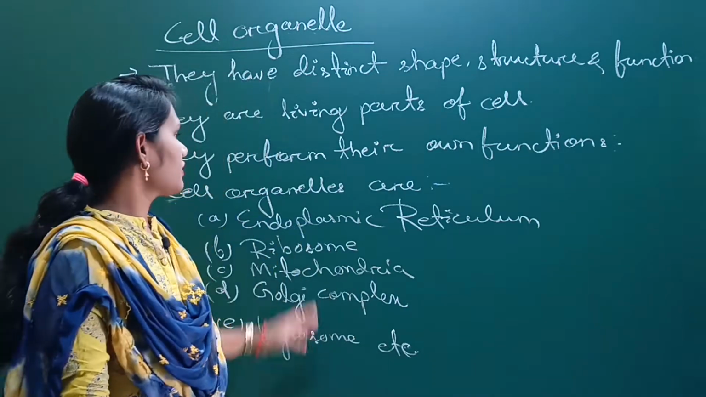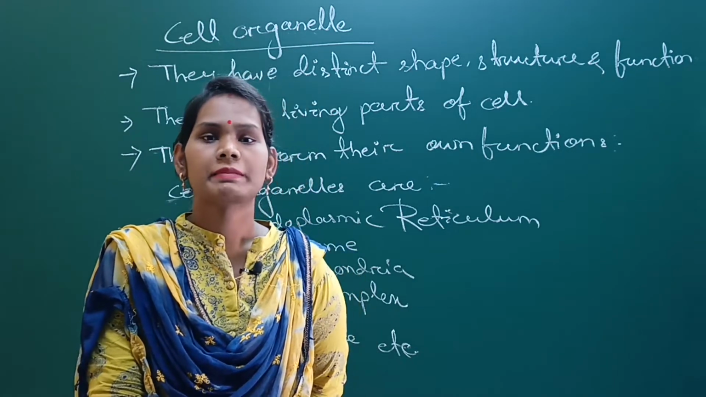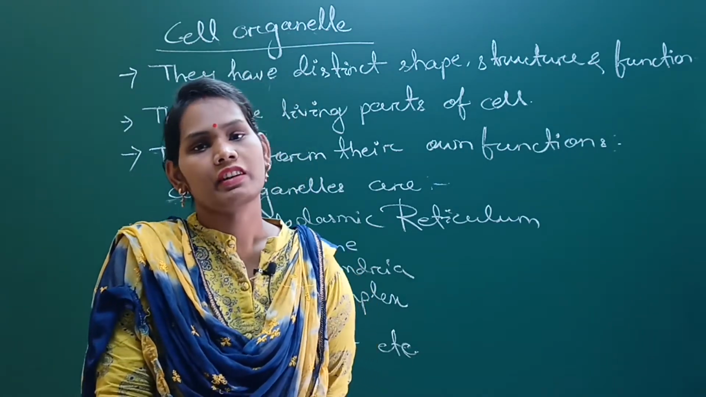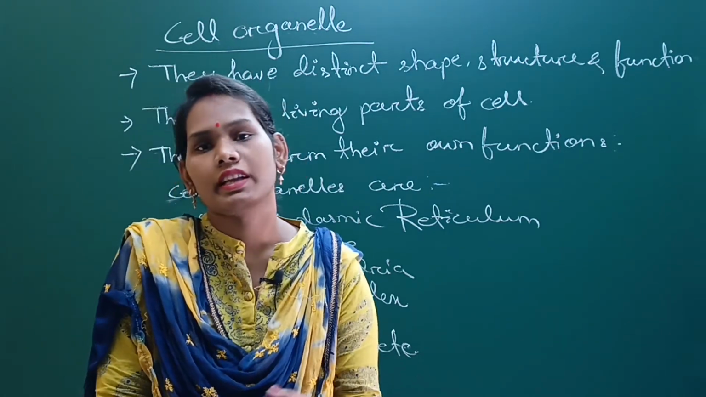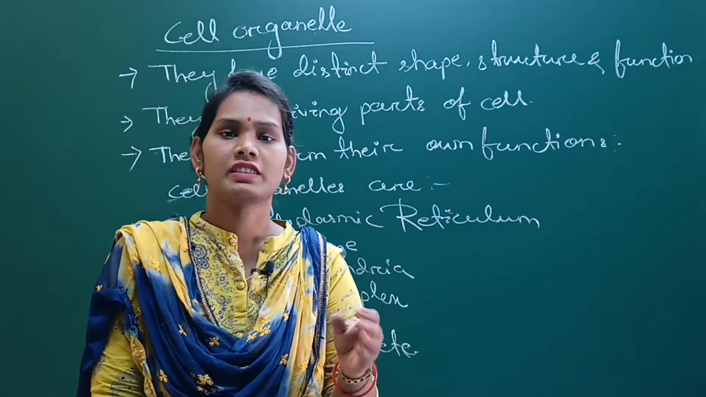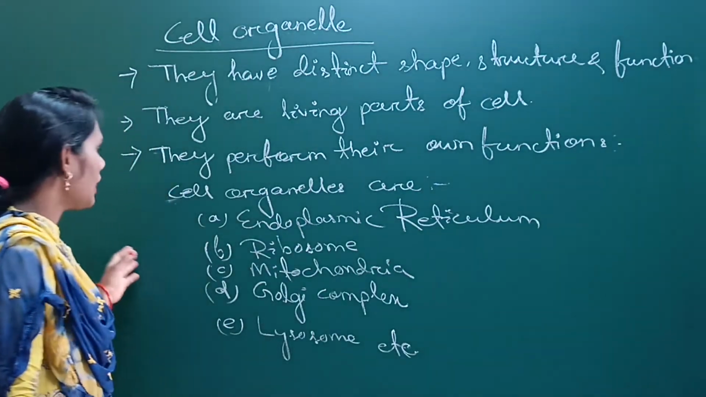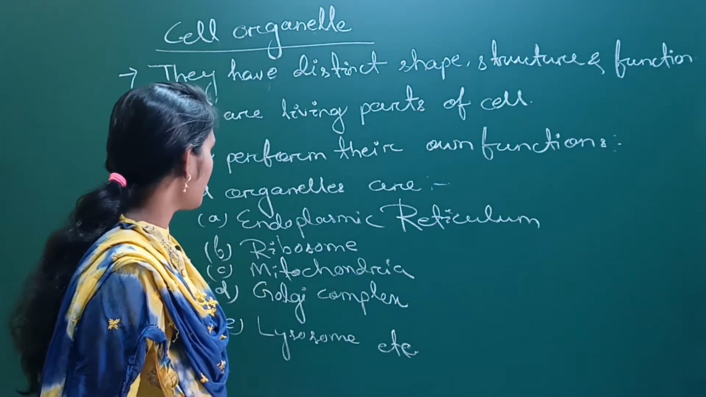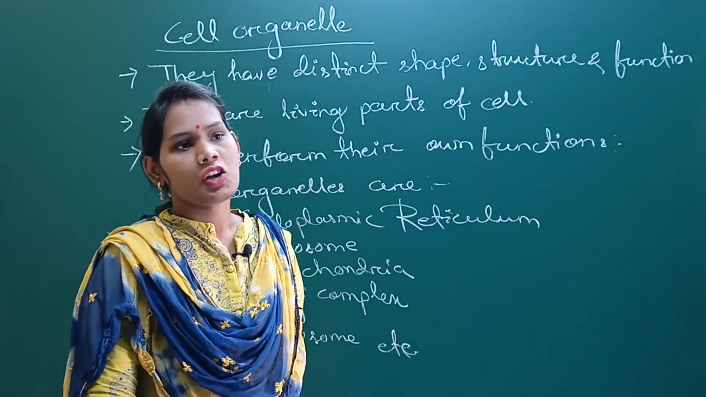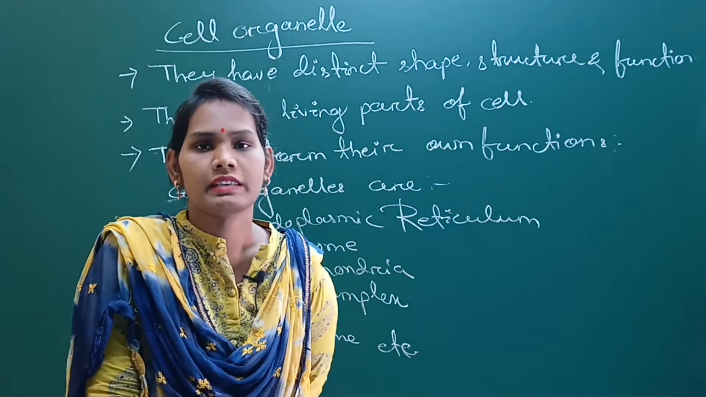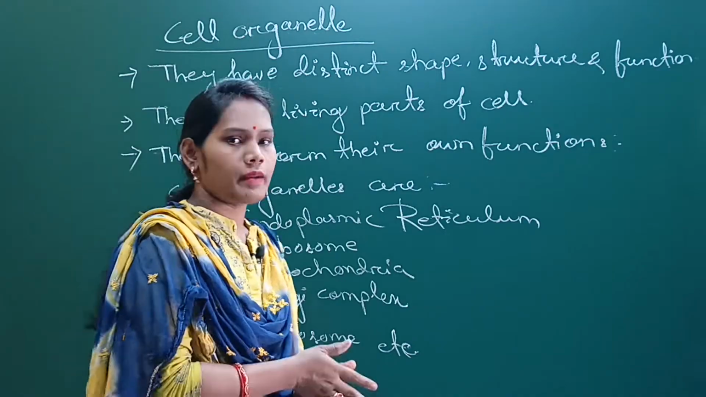Okay, and they can perform their own function, and all cellular organelles have their own specialized function. Okay, and they perform their function in a coordinated manner, being associated with each other, so that the cell can perform its function properly. Okay, so there are so many cellular organelles in our cell. Our cell is composed of endoplasmic reticulum and ribosome, mitochondria, Golgi complex, lysosome. Also there are some microbodies, microfilaments, microtubules, etc. Okay, so today first let's start with endoplasmic reticulum.